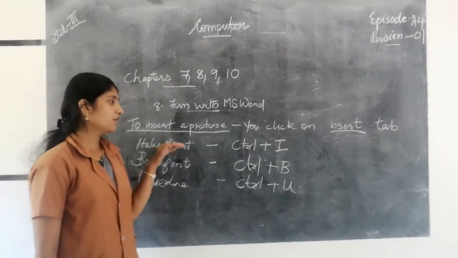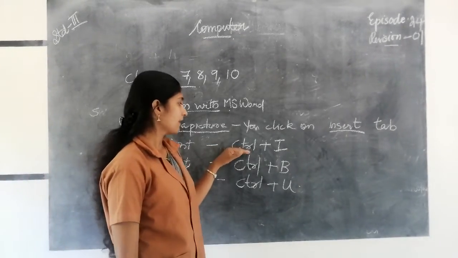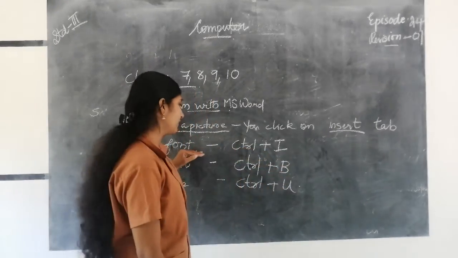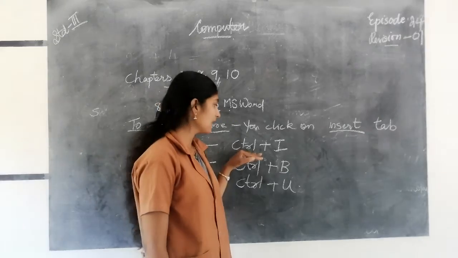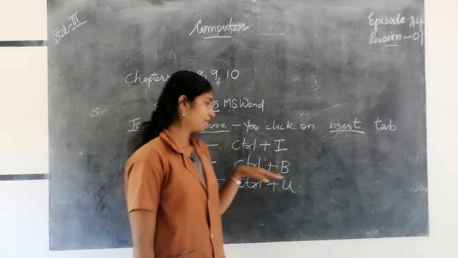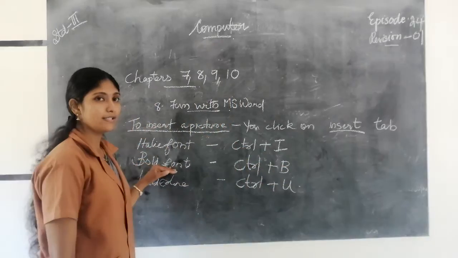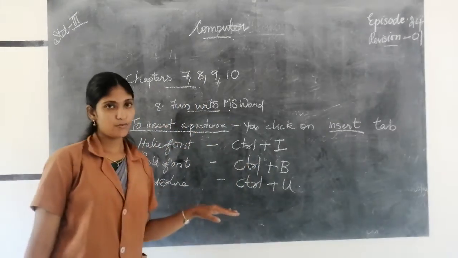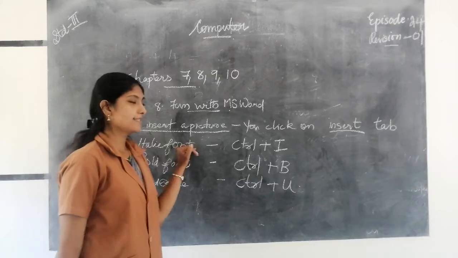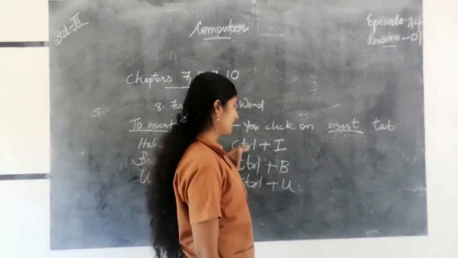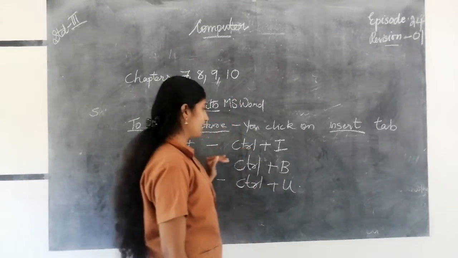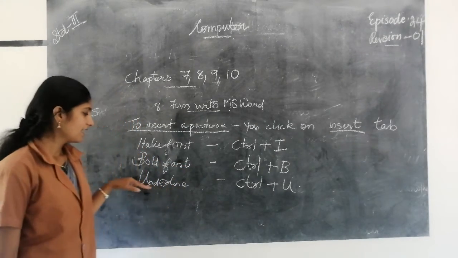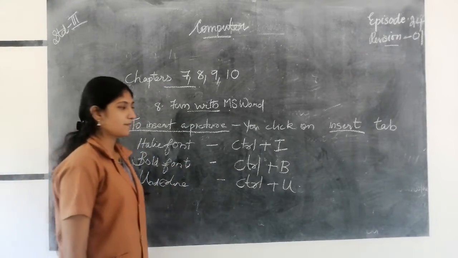For italic font, you can press Control plus I. Then bold font, Control plus B. Then underline, Control plus U. Once again, italic, CTRL plus I. Bold, CTRL plus B. Underline, CTRL plus U.